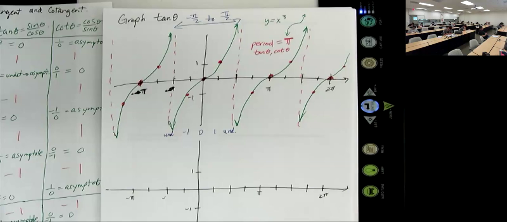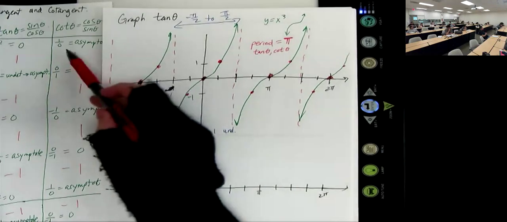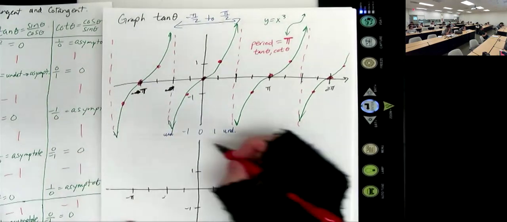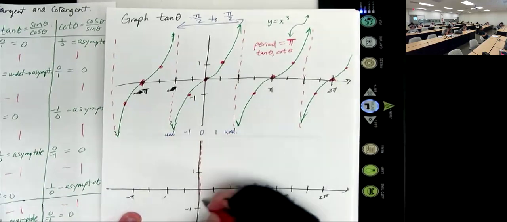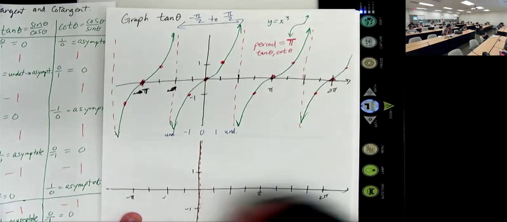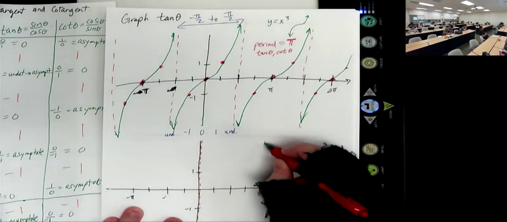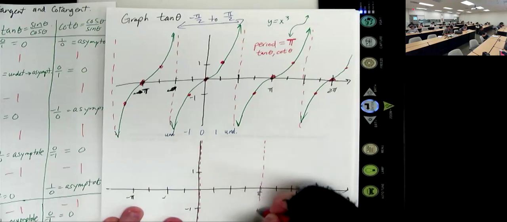For cotangent, sine is on the bottom, so everywhere sine is 0, cotangent blows up. And we can see that's every pi, 0, pi, 2 pi. We actually have our base graph has an asymptote for the y-axis. And every pi after that.